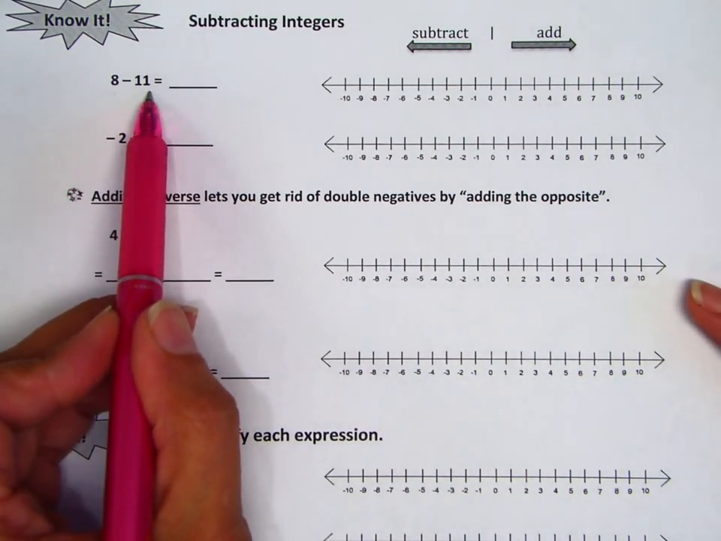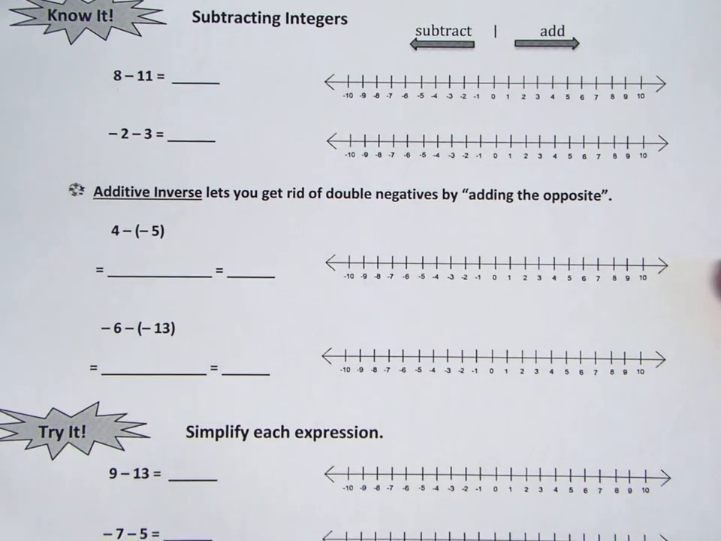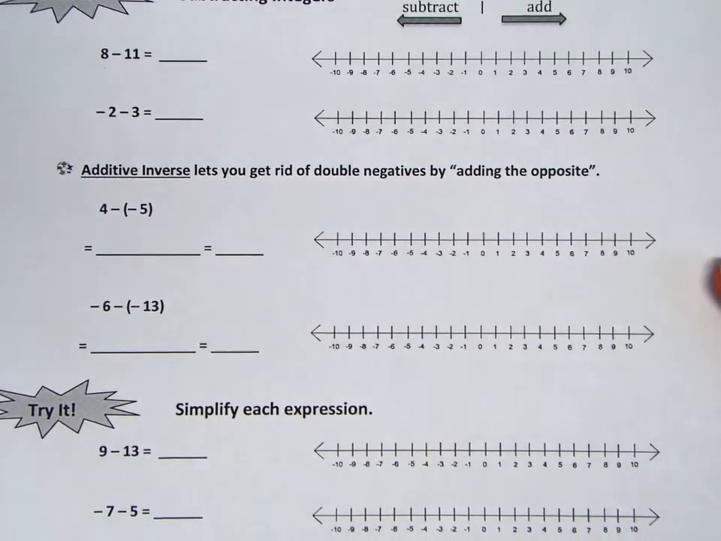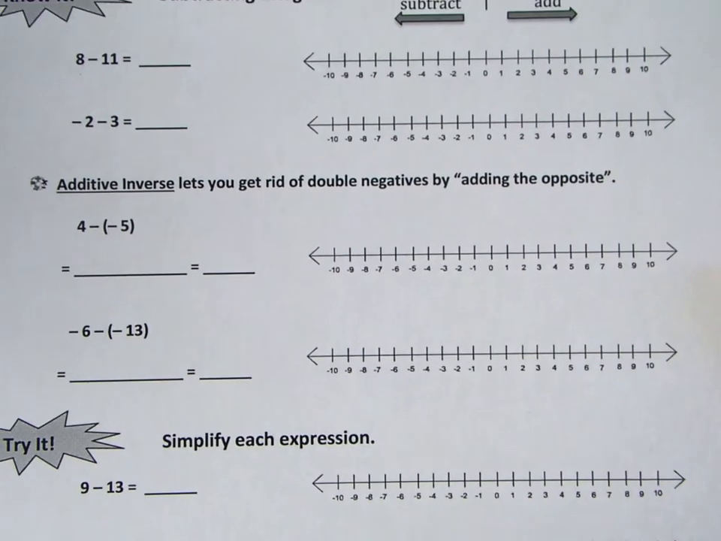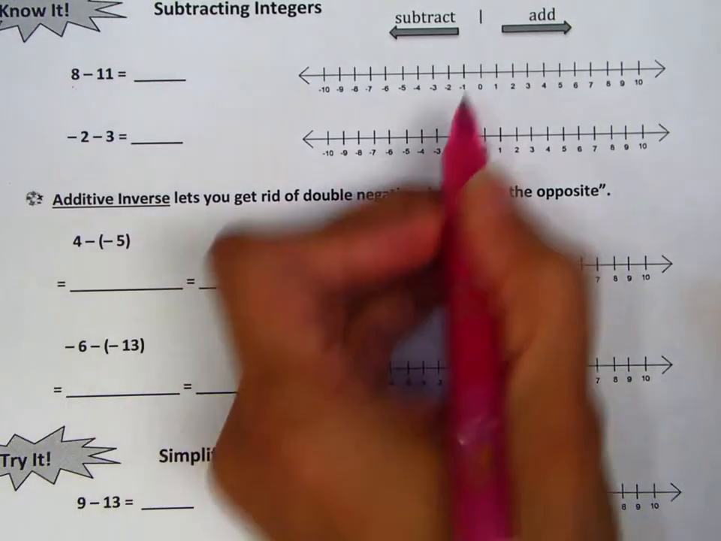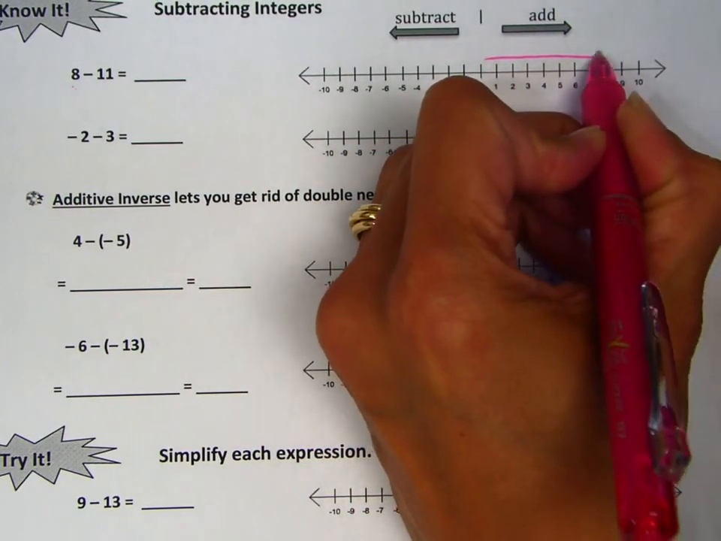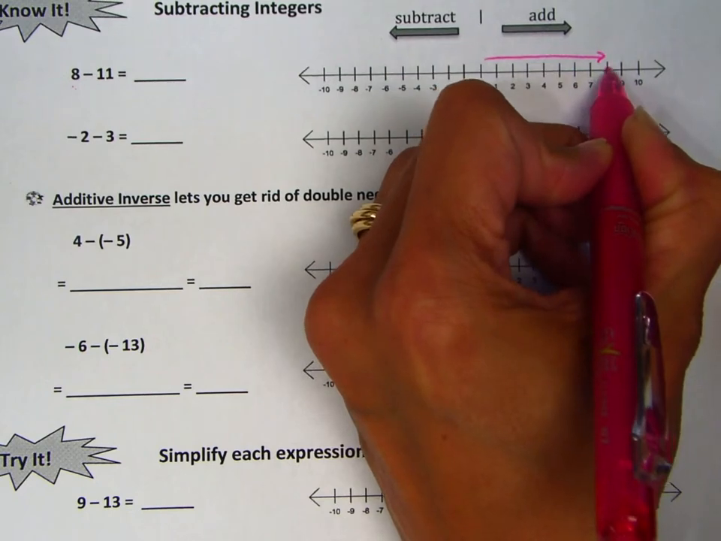Again, I know you can do this problem without having to draw it on the number line, but because I want you to get familiar with using a number line for adding and subtracting integers, we're going to go ahead and do this one as well. So we have 8 minus 11, and I am going to move to positive 8 from 0. Always moving from 0, and I'll graph my point.